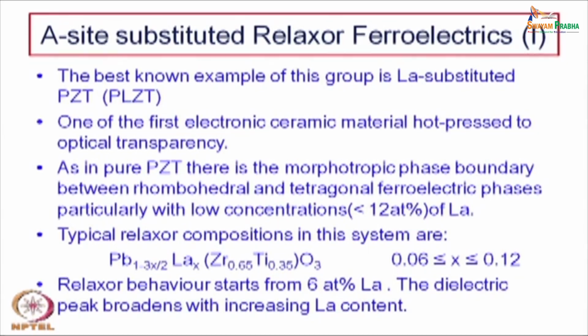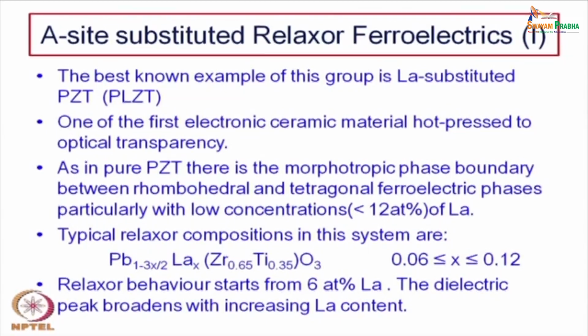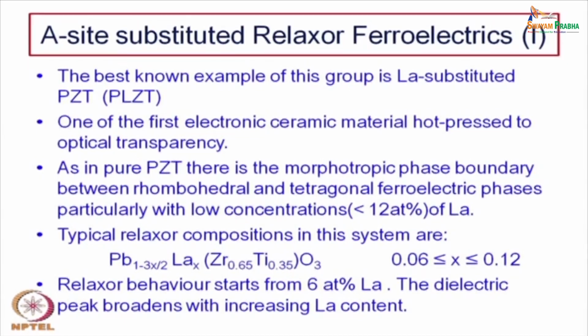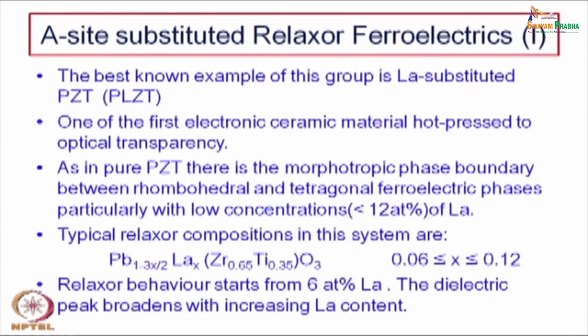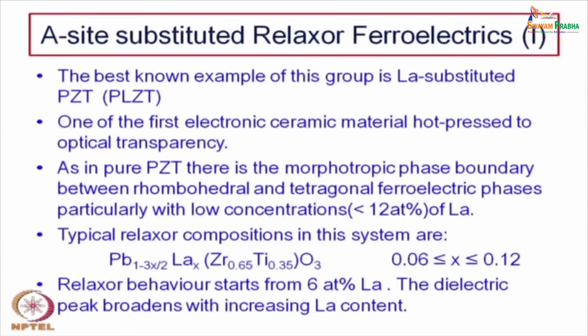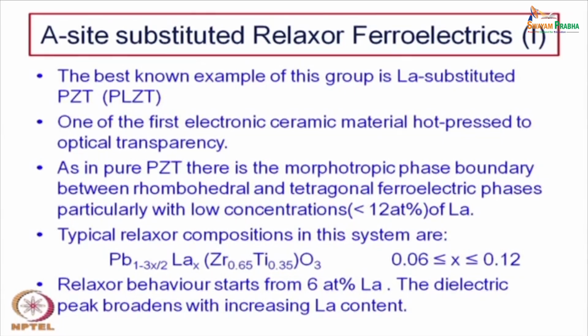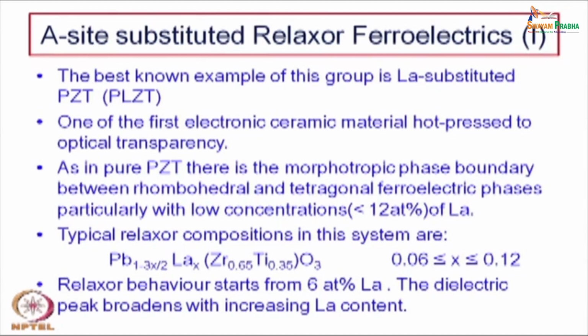And at the morphotropic phase boundary, as you know, the coupling coefficient is maximum, the energy conversion is maximum, and that is the reason why we use a composition very close to the morphotropic phase boundary. Here also you have a morphotropic phase boundary, and the rhombohedral and tetragonal ferroelectric phases, particularly with low concentrations of lanthanum. So, less than 12 atom percent you do have a morphotropic phase boundary, that is the characteristic of the phase diagram.